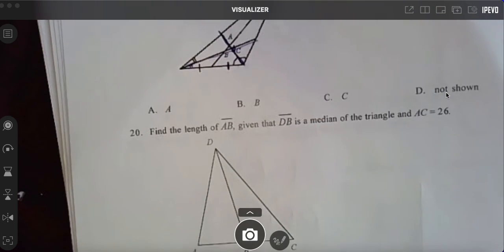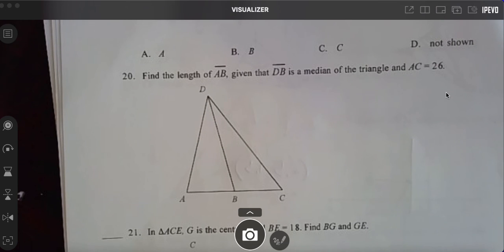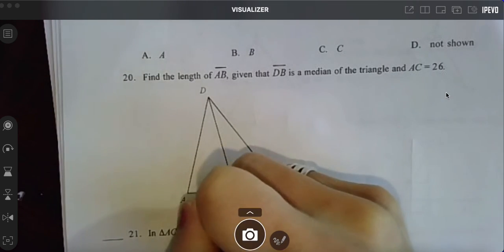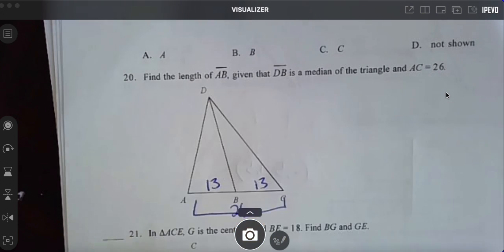And then number 20, this is our last one for the day. It said, find the length of AB given that DB is a median. That means it's kind of like in the middle, right? It's a median of the road. It's in the middle. So if the whole thing is 26, take half of it. And what do you get? 13. This is 13 and this is 13 because that whole thing was 26.